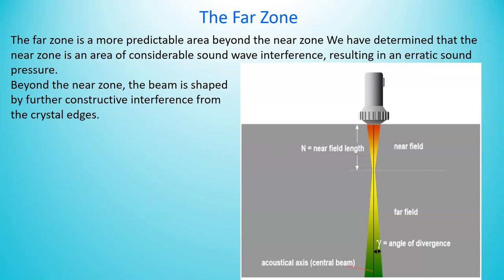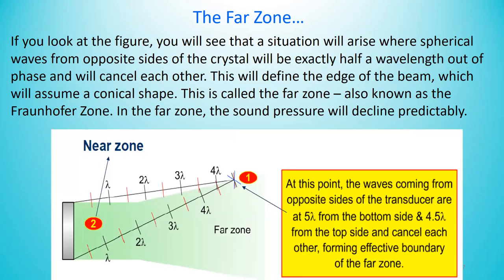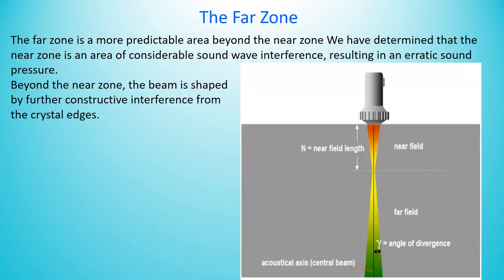The far zone is the more predictable area beyond the near zone. We have determined that the near zone is an area of considerable sound wave interference, resulting in erratic sound. Beyond the near zone, the beam is shaped by further constructive interference from the crystal. For single crystals, we are mainly working in the far zone, even for water immersion testing. But with PAUT, you have to be inside the near zone.